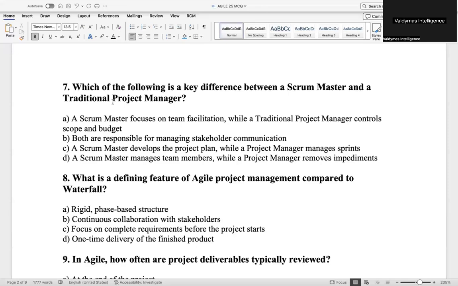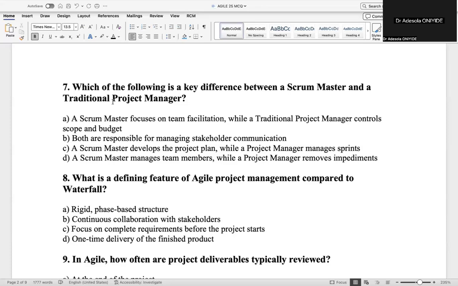Okay, so A, a Scrum Master focuses on team facilitation, a traditional project manager controls scope and budget. B, both are responsible for managing stakeholders communication. C, a Scrum Master develops the project plan, while a project manager manages sprints. D, a Scrum Master manages team members, while a project manager removes impediments. So which one is the answer from your view?